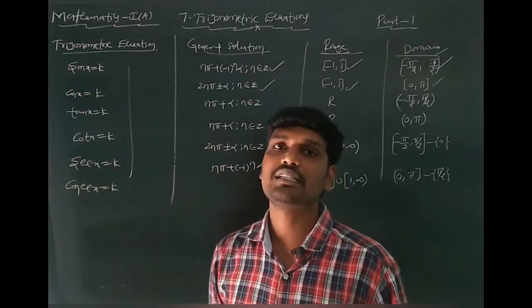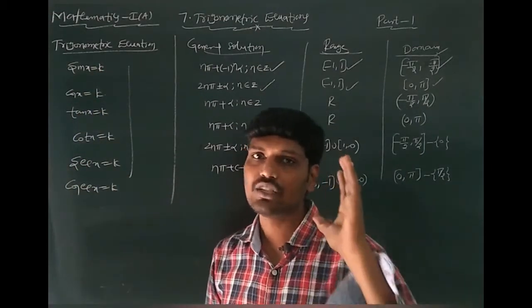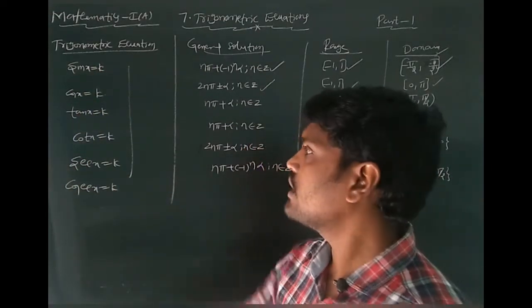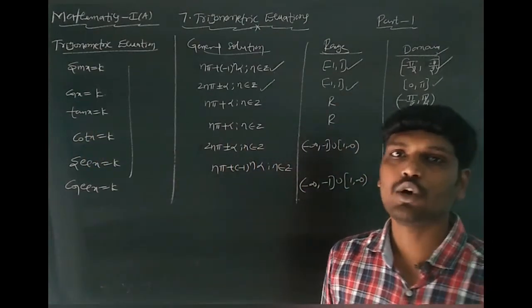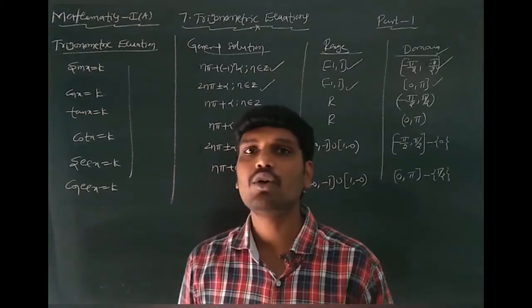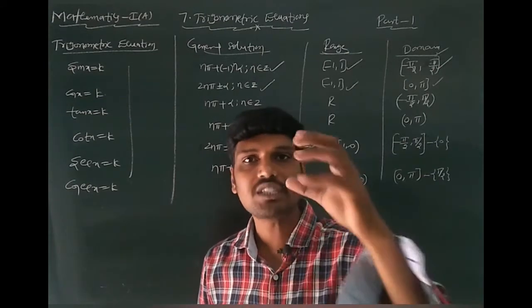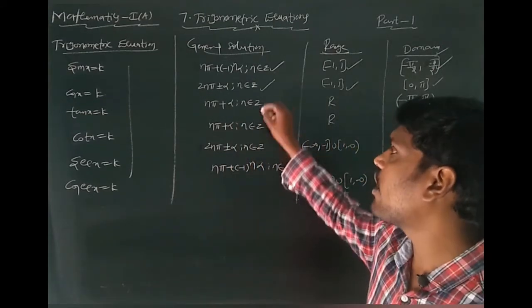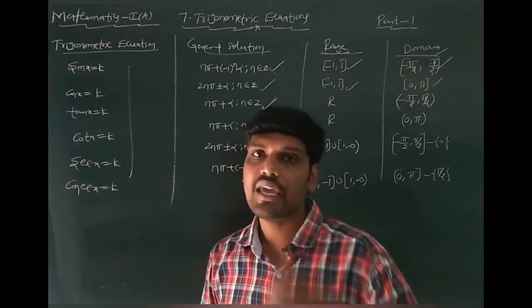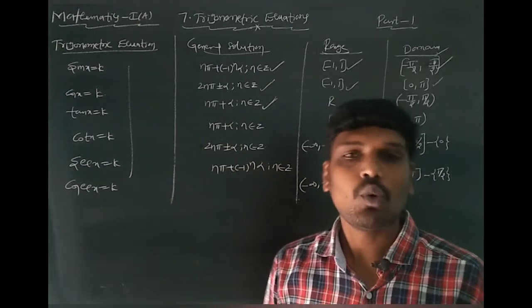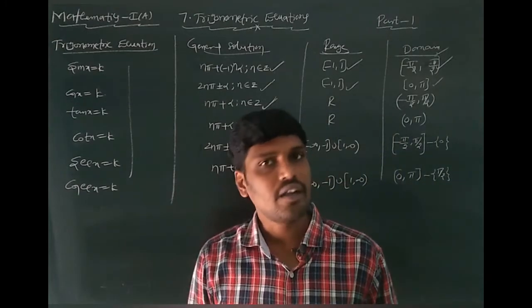That is cos x is equal to k, general solution. After that, tan x is equal to k. In this tan x is equal to k, the general solution is n pi plus alpha. Here n belongs to integers.